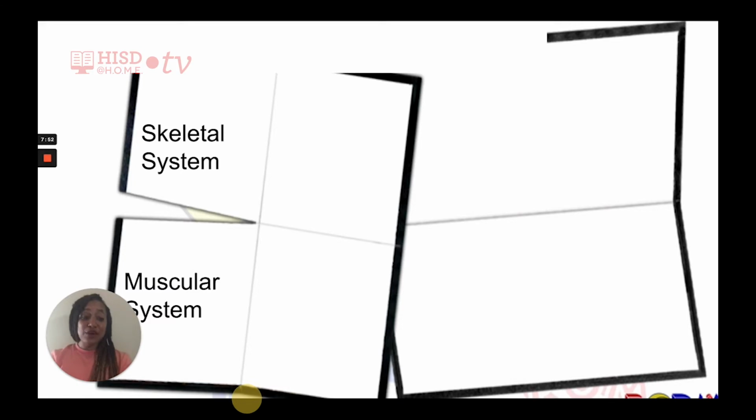Again, the first thing you're going to do is fold your paper in half, hamburger style, and then you're going to cut one half in half and label that top half the skeletal system, the bottom half the muscular system. We're down to about 10 more seconds. And we're down to our last 5 seconds.